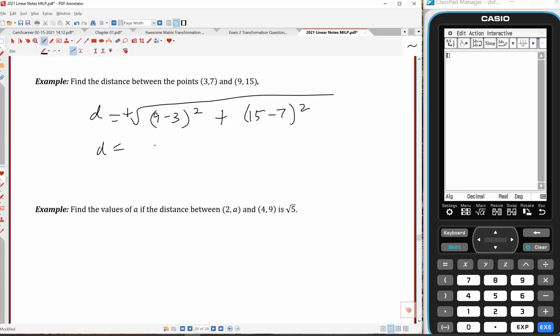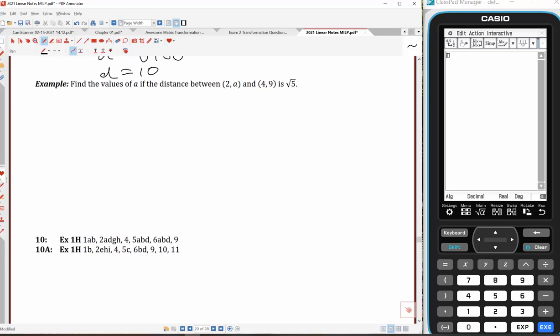So this is going to be 36. 9 take away 3 is 6. 6 squared is 36. Plus 15 take away 7, that is 8. 8 squared is 64, square rooted. D equals. All right, so what we're going to do is add these together. So that's 100. That's the square root of 100. Distance is equal to 10. So the distance between these 2 points is 10 units.